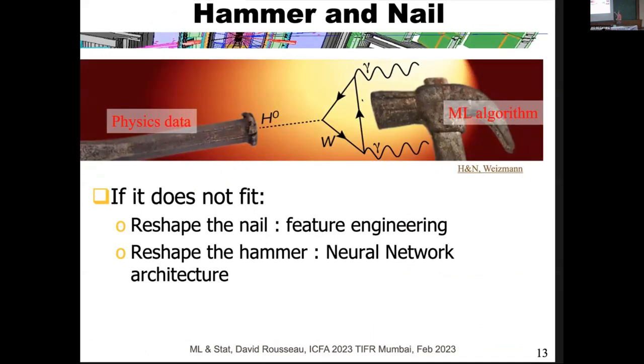So the nail is the, no sorry, the hammer is the algorithm. The nail is the physics data. And if it does not fit, either you reshape the nail, and this is called feature engineering, but you will see it could be quite simple. Or you reshape the hammer, and then you change the neural network architecture. I will show several examples of this.